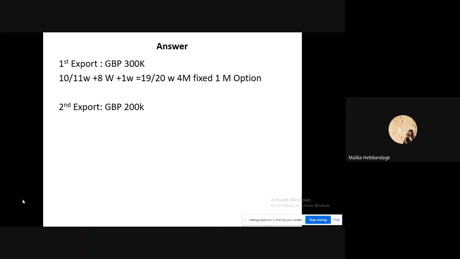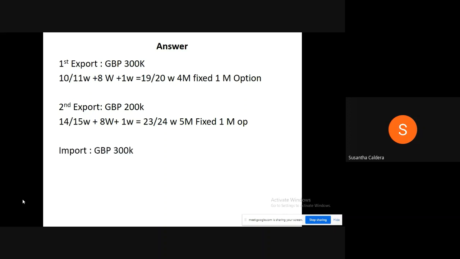Right. Second export: 14 to 15 weeks, GBP. 8 weeks go, 1 more week goes, so 23, 24 weeks. 5 months fixed, 1 month option. Correct? Okay. Then import again, GBP 300,000. 3 weeks plus 4 weeks, 7 weeks, so 1 month fixed, 1 month option. Is that also correct?